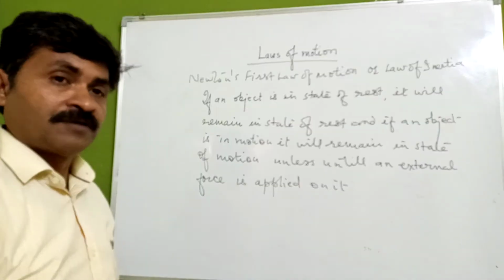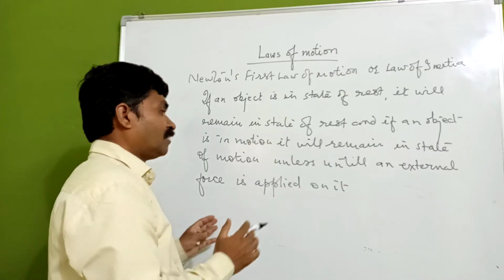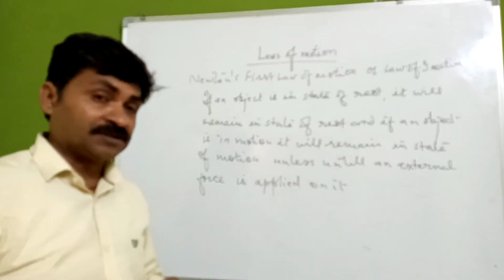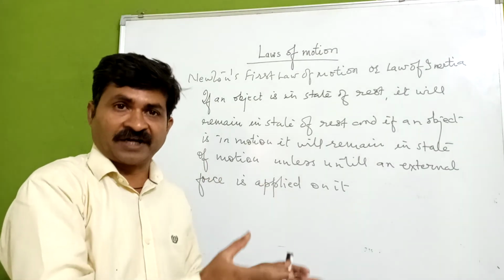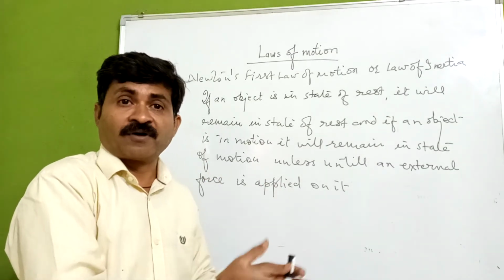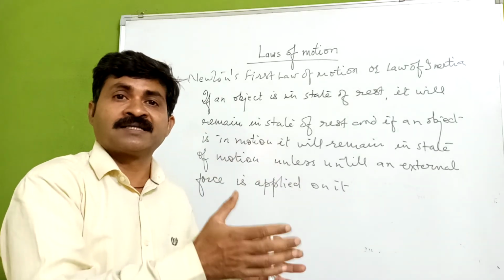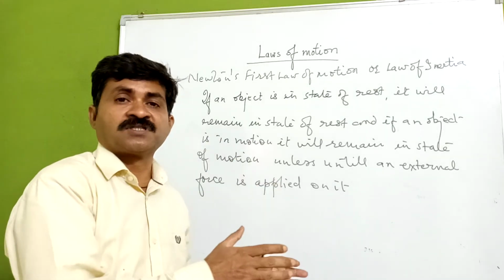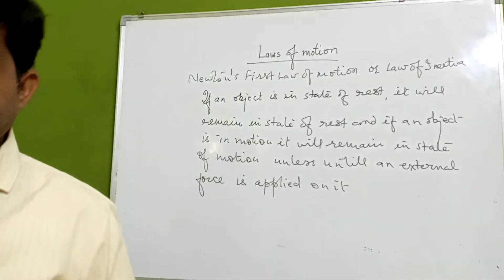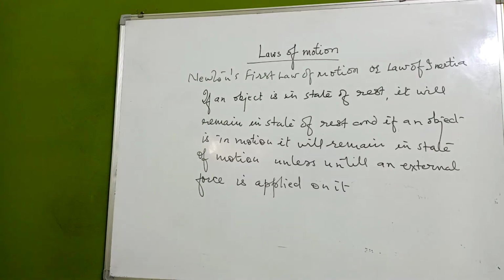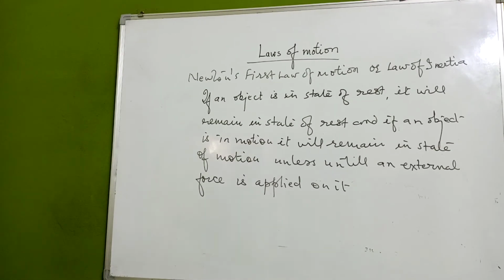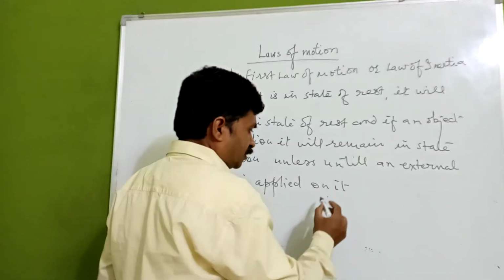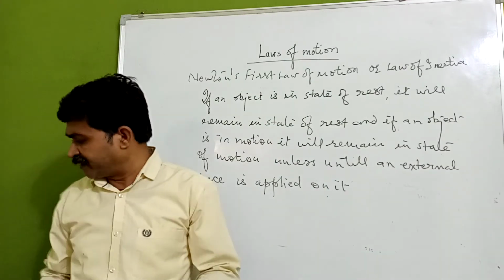So here we have gone through a very simple example, and we come to understand that if a body is at rest, it will remain at rest. If a body is in motion, it will remain in motion unless an external force is exerted upon it. This is Newton's first law of motion. Now this law has three parts. Let us go through the first part.